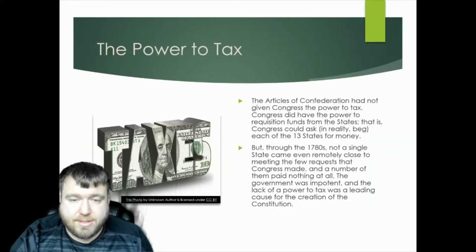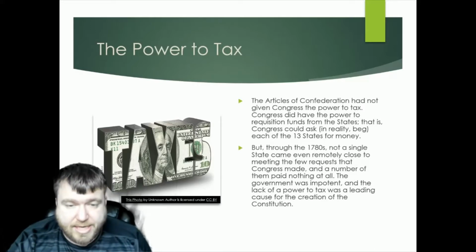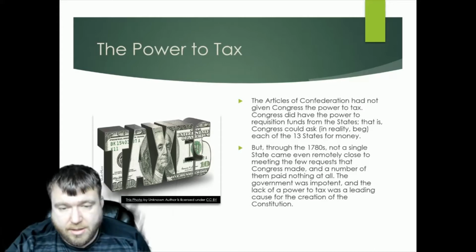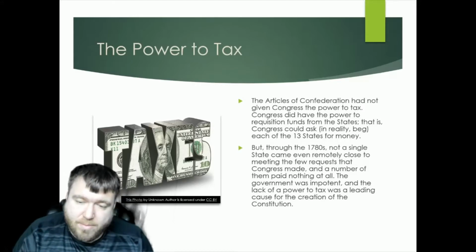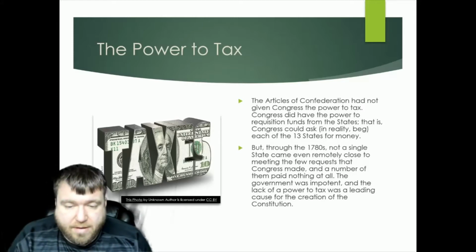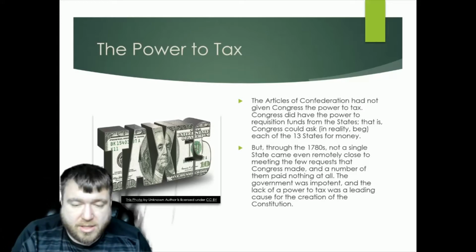The power to tax. The Articles of Confederation had not given Congress the power to tax. Congress did have the power to requisition funds from the states. That is, Congress could ask, in reality beg, each of the 13 states for money. But through the 1780s, not a single state came even remotely close to meeting the few requests that Congress made, and a number of them paid nothing at all. The government was impotent, and the lack of a power to tax was a leading cause for the creation of the Constitution.